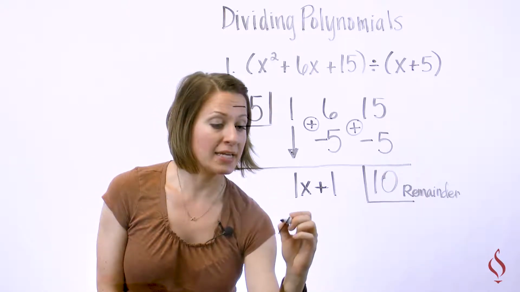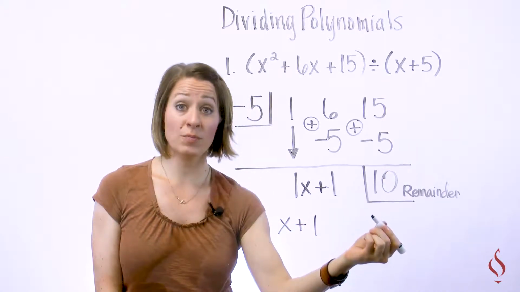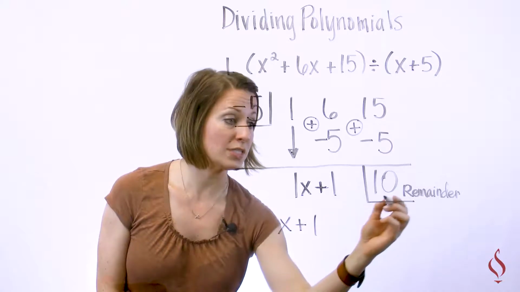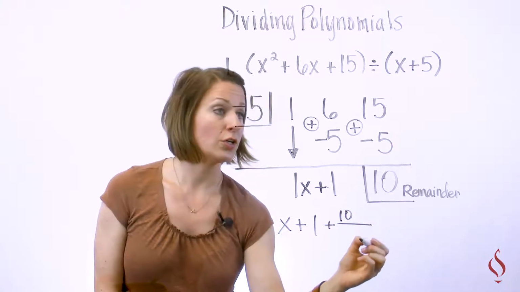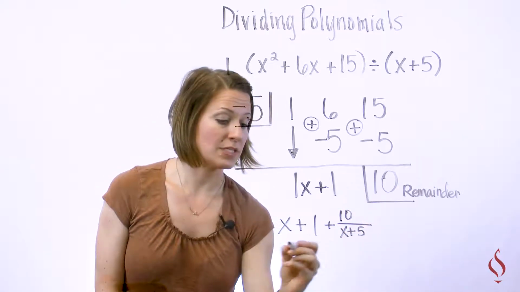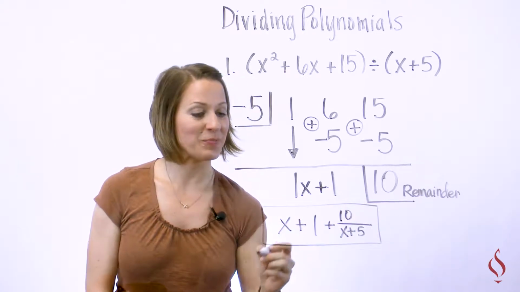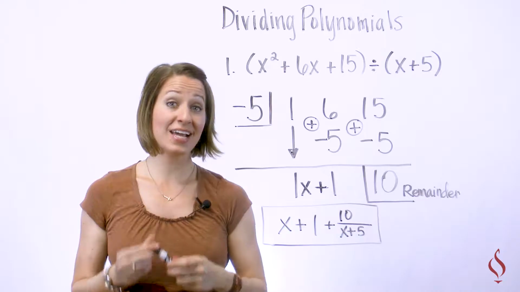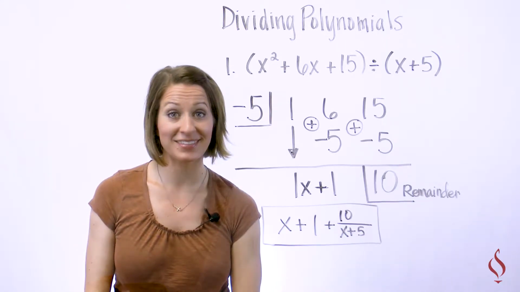This would be x plus 1, and then I want you to write the remainder in fraction form. So this is a positive 10 over your divisor, which was x plus 5. So it's kind of an ugly answer, but it's the correct answer. This is x plus 1 plus 10 over x plus 5.